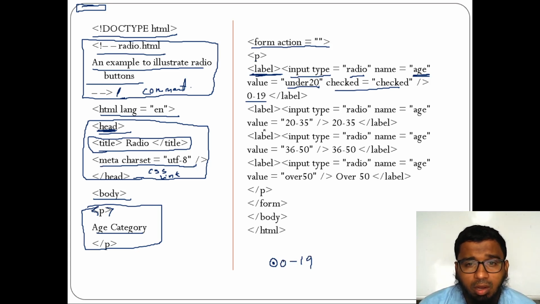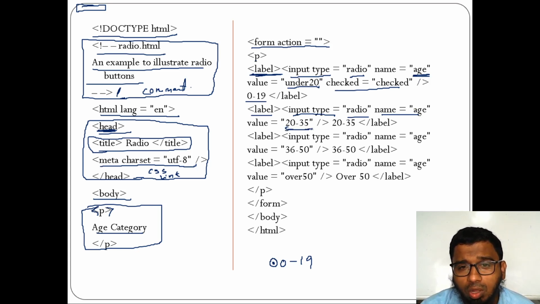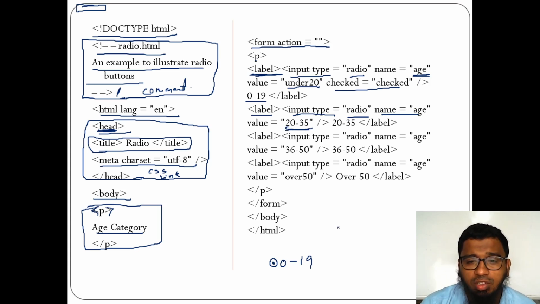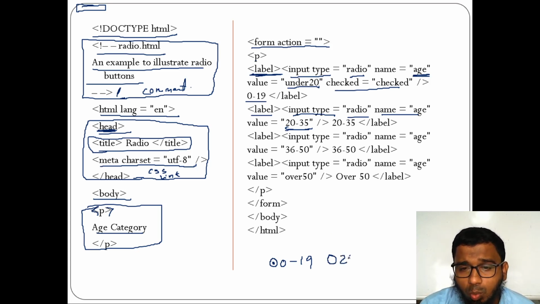Next is the next label, input type radio. What is the name? Age, the same thing. The value should be from 20 to 35. First it will create a circle option, the radio button, and after that it will display the label. It will display this one, 20 to 35.